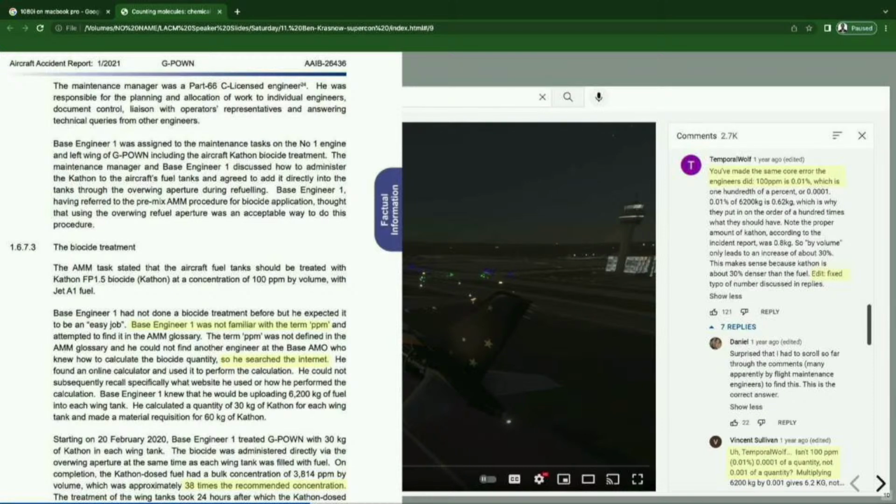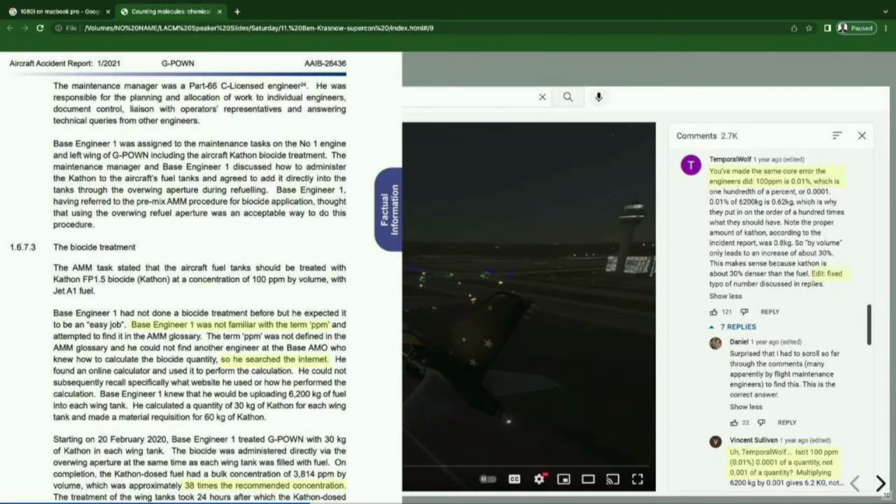And someone in the comments pointed this out, who then also made a mistake about the numbers. So you've got to be careful with these ppms. It's really just a disaster scenario. If the company that made this biocide treatment had just said you have to add it at 1 milligram per kilogram or 100 milligrams per kilogram, 100 ppm, there would be no mistake. And we're very lucky, actually, this plane was able to get back to the airport.